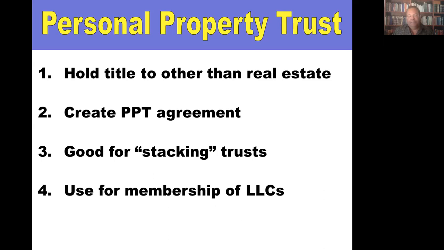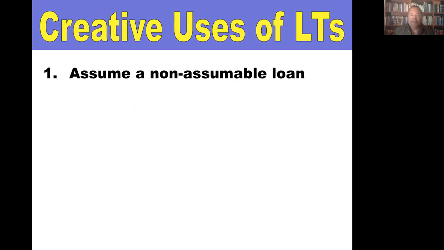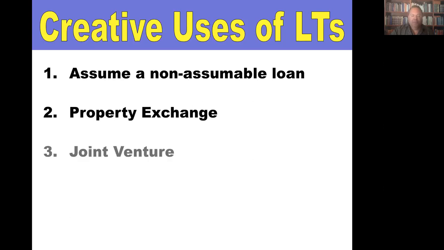So in most states, if you have a member-managed LLC, you have to disclose the members of that LLC on your filing documents. What if the member was a personal property trust? No one would know who owns that trust. Mission accomplished. Very creative uses here. Some other creative uses of land trusts include assuming a non-assumable loan, a property exchange, and a joint venture. Actually, in my land trust course, I have literally dozens of creative uses of land trusts, but these are three I want to talk about right now.